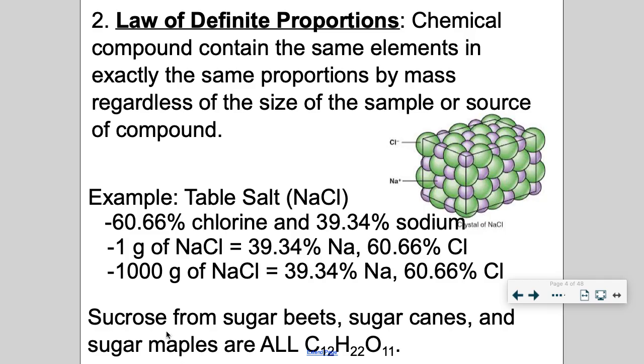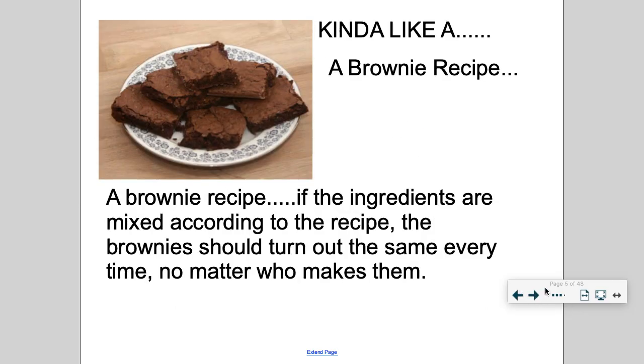Oh, it's right here. Gosh, I'm dumb. It's right here on the bottom. Sorry. So sucrose from sugar beets and sugar canes and sugar maples are all C12H22O11. Wow. So it's kind of like a brownie recipe.